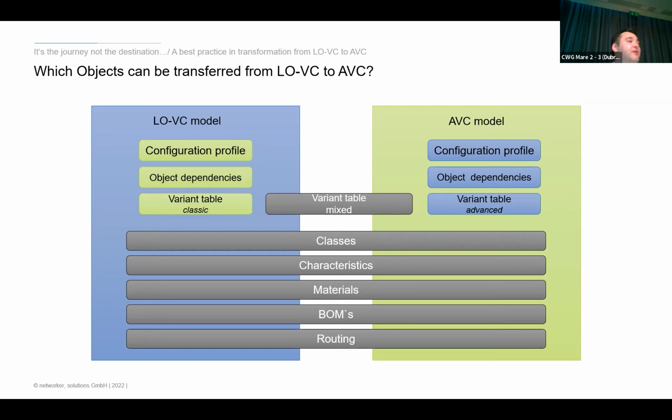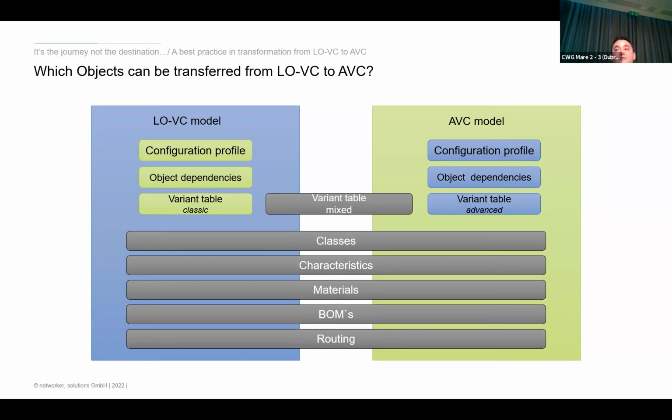And then we have our variant tables. The variant tables actually have 3 modes. First of all is the classic mode, the LOVC mode, which means that you have all the functionalities you are used to in the LOVC world. For example, you don't need to enter a value into a cell of your variant table. It can be blank.